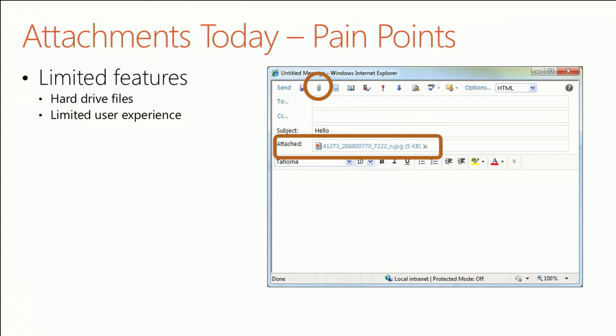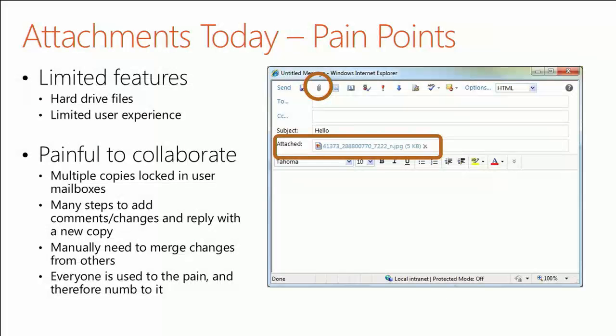And on top of that, today, when you're dealing with attachments where you really want to collaborate with people, it's also very painful. There's a lot of manual merging that has to go on if you're asking for feedback. There's a lot of steps to be able to add attachments and then save it locally, maybe make some changes, reattach and resend. But we're all numb to it at this point. It's what we've been doing for our entire work life and beyond. And so we've gotten used to this pain. We want to remove that pain and really take this into the next generation for document collaboration.